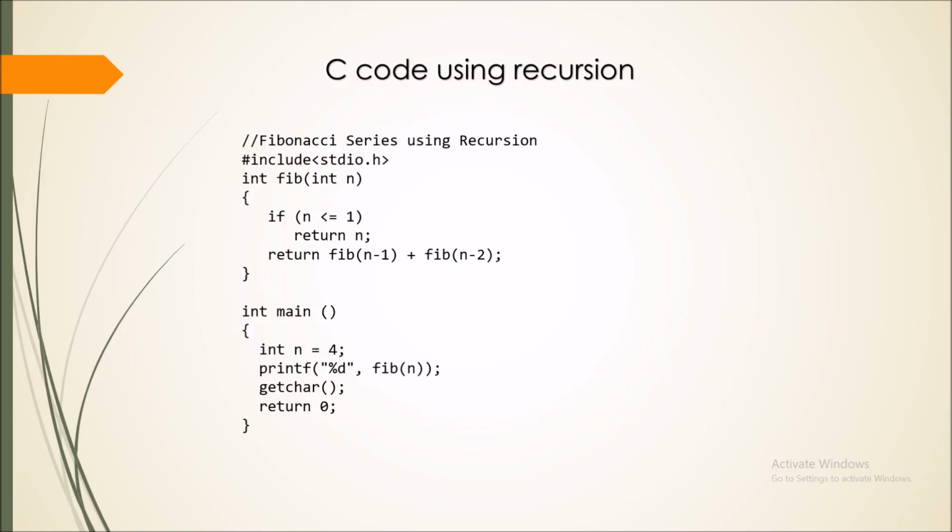Therefore, the FIB method will be called recursively. As you can see, in the main method, I have initialized n equal to 4, right? I have shown you the example of 4, so I have written 4 here. So let's move on to see what this FIB method is actually doing using a recursive tree.